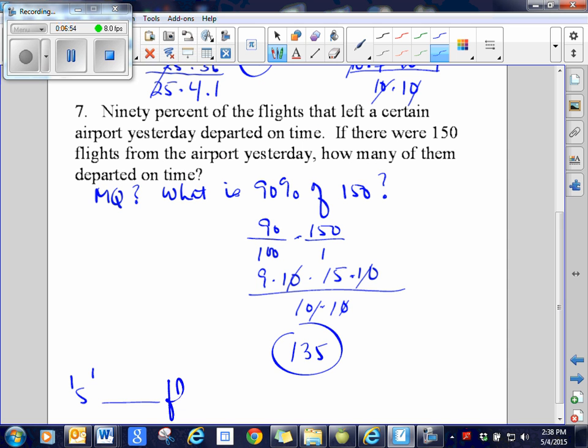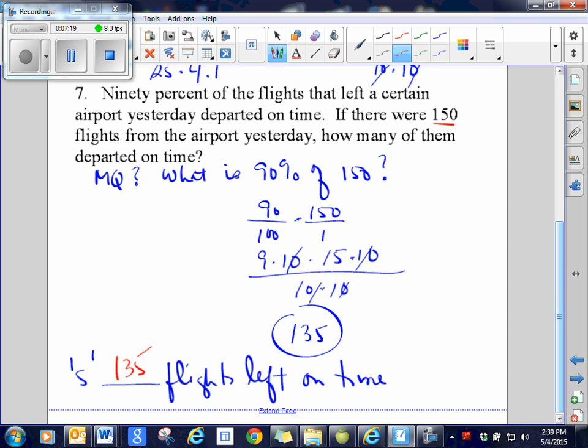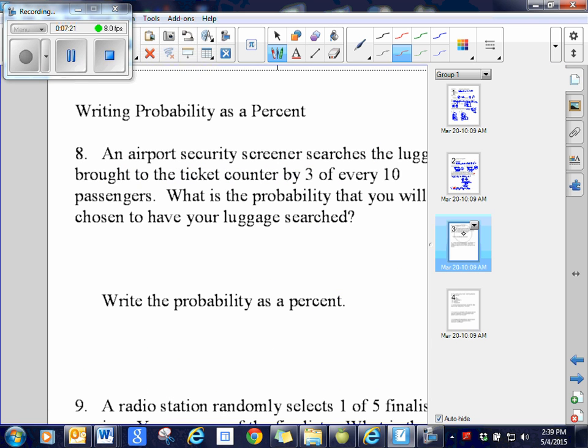Blank flights left on time. And you'd go pop it in there. Does that make sense? Yeah, 135 out of 150 total. That seems like about 90% to me. It could be, unless we made a mistake somewhere. All right, let's keep going.